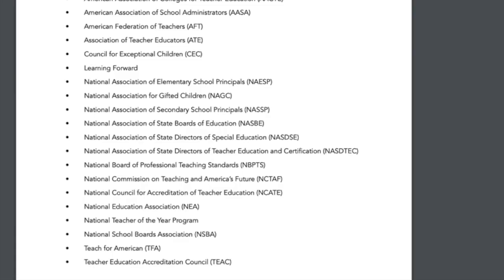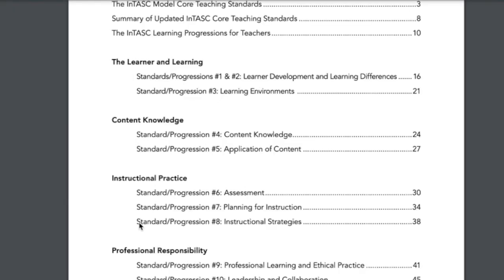These standards are the result of a number of different groups getting together and saying, if we really want to be perceived as professionals and to be able to fulfill all of our professional responsibilities and meet the needs of our students, what are the standards that each of us need to know and abide by? So you will see standards about the learner and learning, about content knowledge, about our instructional practice, and professional responsibility.